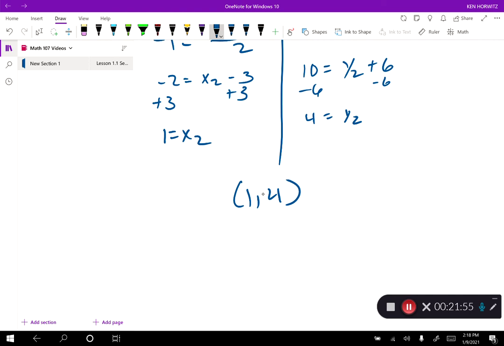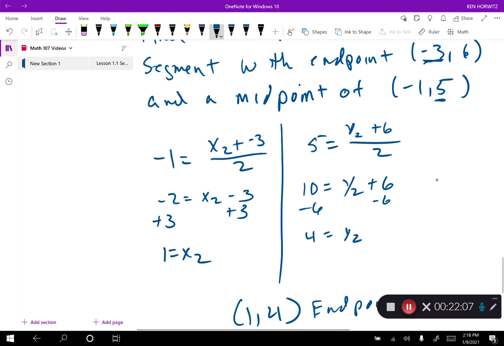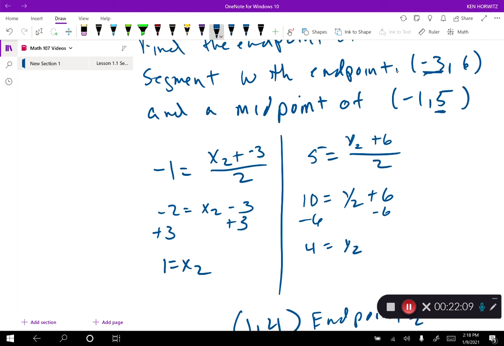The best way to check your work, as always, is to graph your two endpoints, right? So this is endpoint number 2, and there's endpoint number 1. Graph the two endpoints, graph the midpoint. If it looks good, it's probably fine.